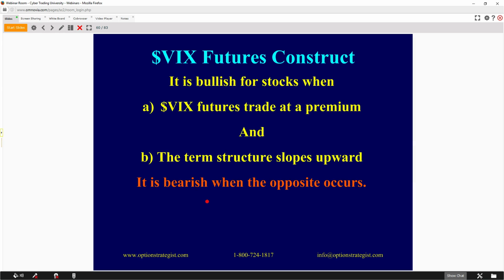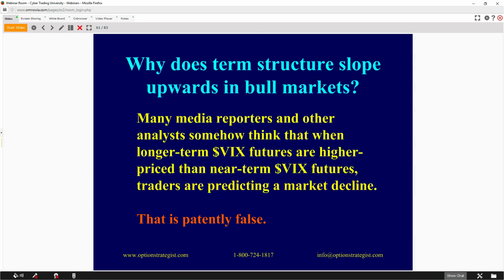It's generally bullish when the futures trade at a premium and the term structure slopes upwards. Well, that's what we have most of the time. It's actually what we have right now. I'll show you examples in a minute. If the opposite occurs, though, if the futures start trading at a discount to VIX and the term structure slopes downwards, then that's bearish. It doesn't happen too often, but when it gets underway, it can be extremely negative for the market. But right now, things are sloping upwards.